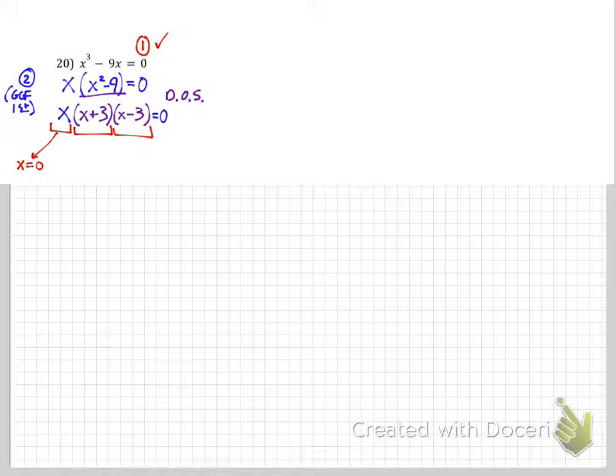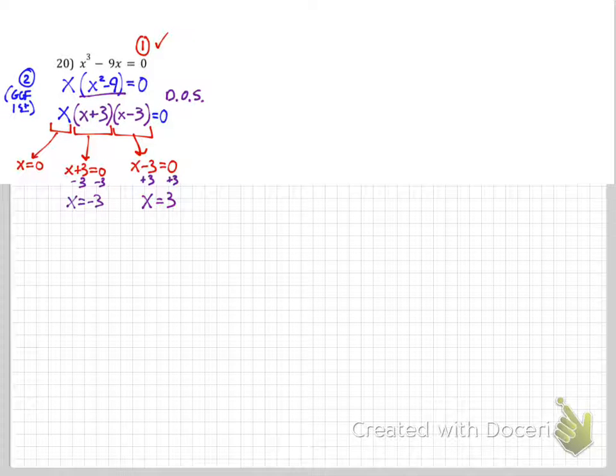Do you see why I want you to always consider all the parts? For the next factor, x plus 3 equals 0, we're going to solve for x by subtracting 3 on both sides, and we get x equals negative 3. For the third one, x minus 3 equals 0, we're going to add 3 to both sides, so x equals positive 3. And those are our 3 solutions: x equals 0, x equals negative 3, and x equals positive 3. Just as a reminder, you can plug these solutions back into the original equation to check whether you got them correct or not. All right, moving on.